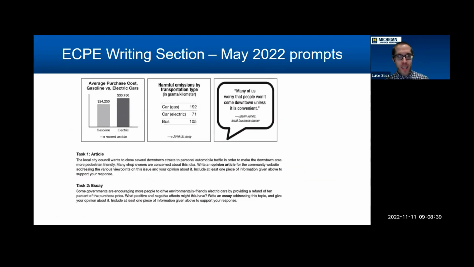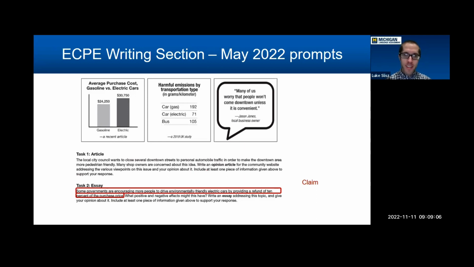So here's another example. As you can see again, 3 different visual sources at the top. This one is about, well, there's many sources about gasoline and electric cars, and all of these relate to the 2 tasks below in a couple different ways. So whenever you see these prompts on the ECPE writing section, you're always going to see that they're constructed in the same way. So the first part of the prompt is a claim, and that is the part that is squared off in red.